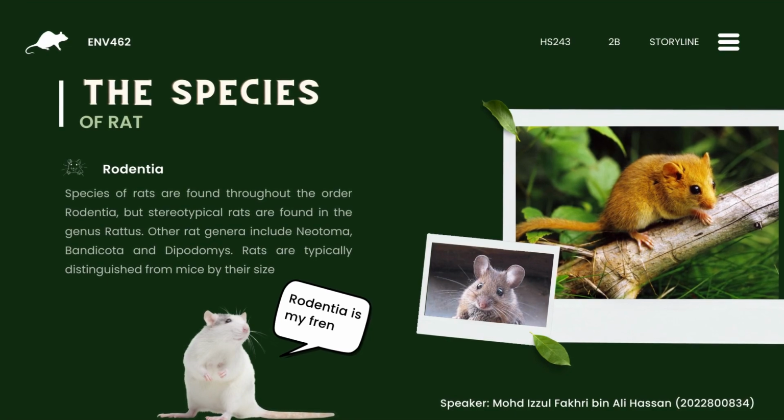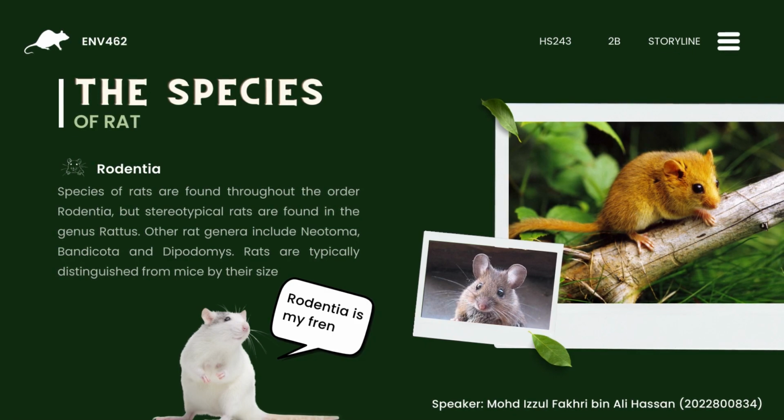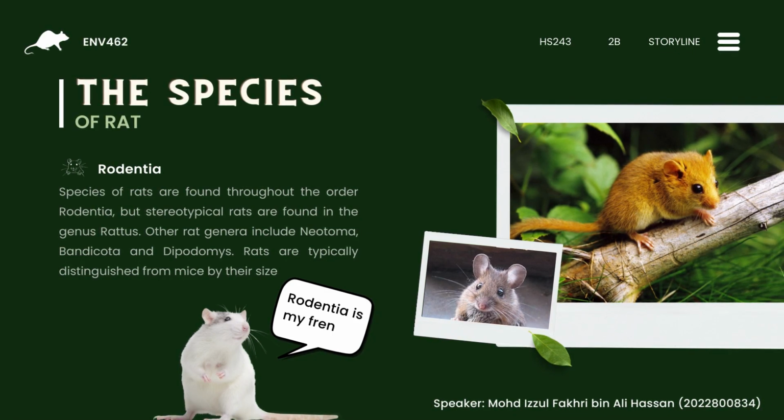For the species of rat, in the storyline, the rat will be doing an internal monologue or storytelling, telling about its species. For example, Rodentia is my family, Rodentia is my friend, for instance, and there should be an elaboration about it. Species of rats are found throughout the order of Rodentia, but stereotypical rats are found in the genus Rattus. Other rat genera include Neotoma, Bandicota, and Dipodomys. Rats are typically distinguished from mice by their size.